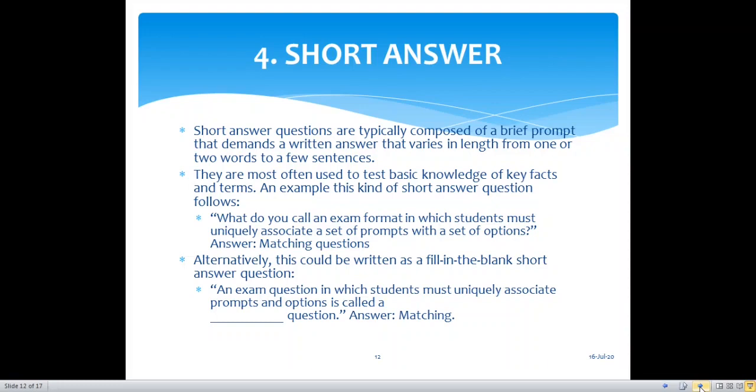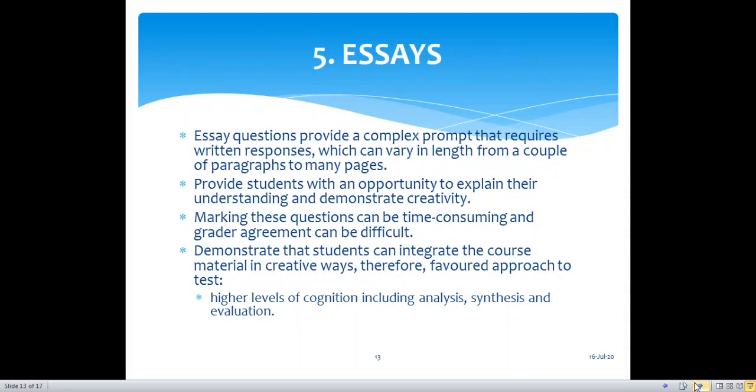Alternatively, this could be written as a fill in the blank short answer question. An exam question in which students must uniquely associate prompts and options is called a dash question. The answer is matching question.